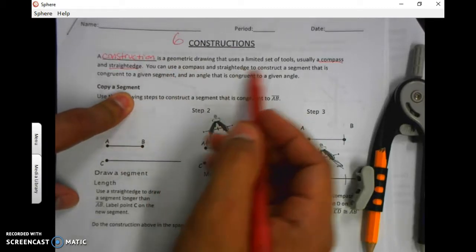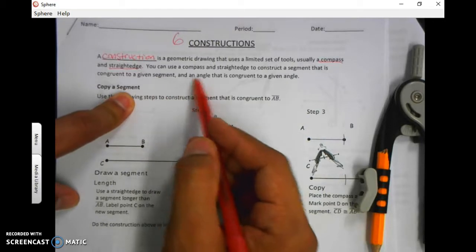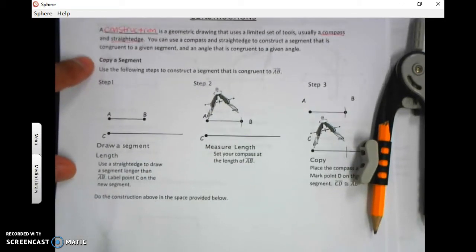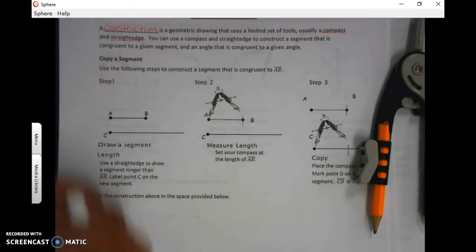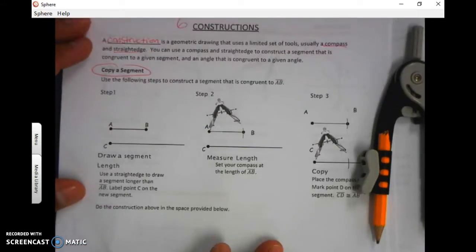Using a compass and a straight edge to construct a segment that is congruent to a given segment and an angle that is congruent to a given angle. So, if you can read, all of your steps for doing constructions are on this page. You could literally read it and follow the instructions. But I know it helps when I'm guiding you along, so we're going to guide along through these steps to construct a segment. So here's the first thing we're learning today, how to copy a segment.